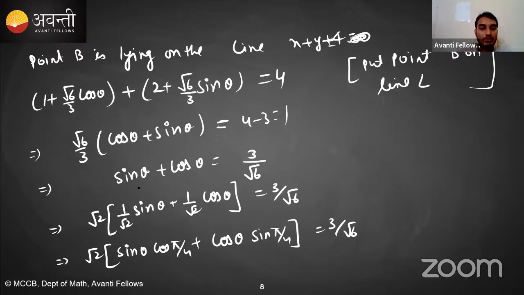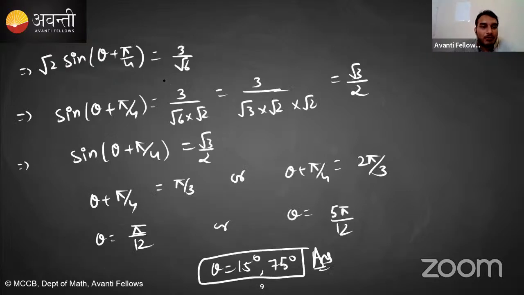Multiply and divide numerator and denominator with √(a square plus b square). So √(a square plus b square) means √(1 square plus 1 square), so multiply and divide with √2. So this becomes √2 into sin theta cos pi/4 plus cos theta sin pi/4, right? So it is nothing but sin(theta plus pi/4). Bas yahan se phir theta nikal liya.